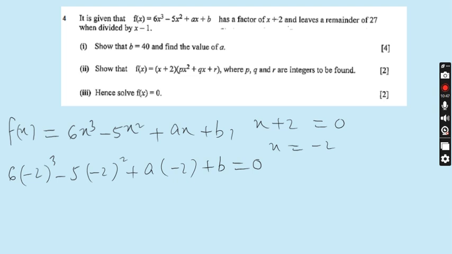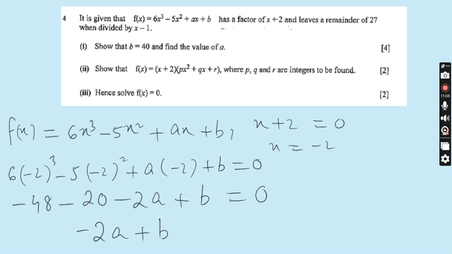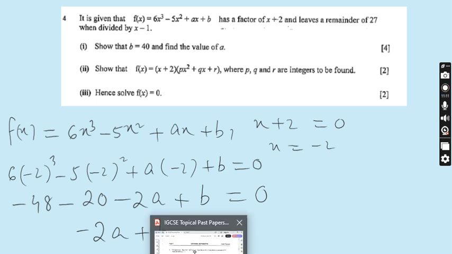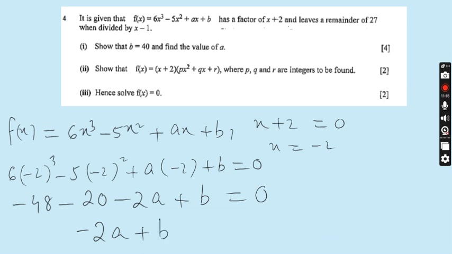So minus 2 cube is minus 8, 8 sixes are 48, minus 2 square is 4, 4 fives are 20, a into minus 2 is minus 2a plus b equals 0. So minus 2a plus b, minus 48 minus 20 is minus 60, minus 68, minus 68 is equal to 0. This is equation number 1.